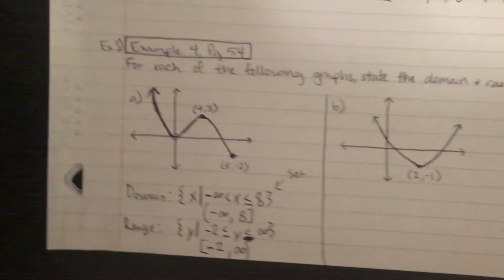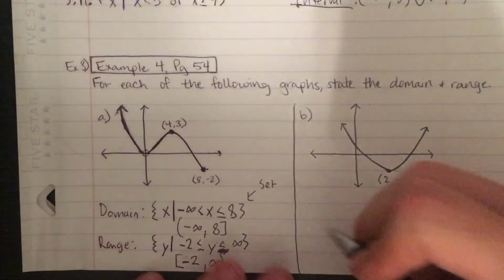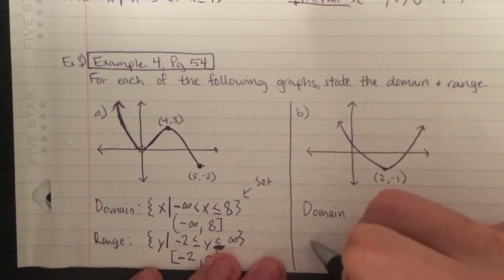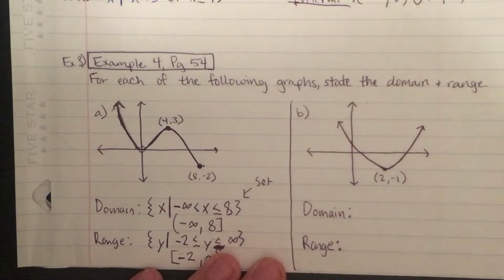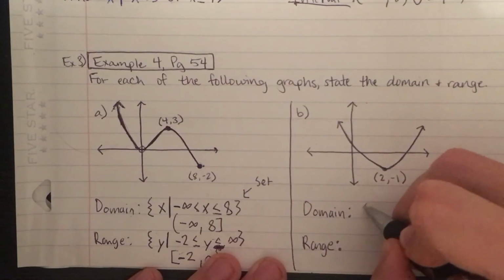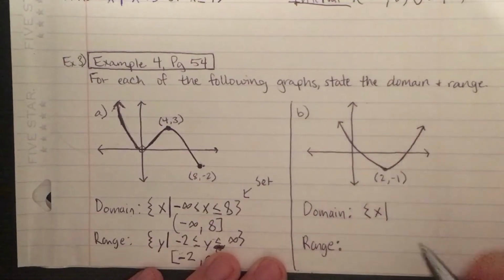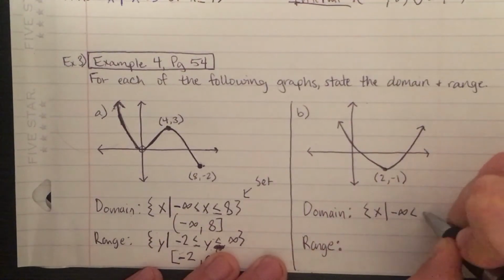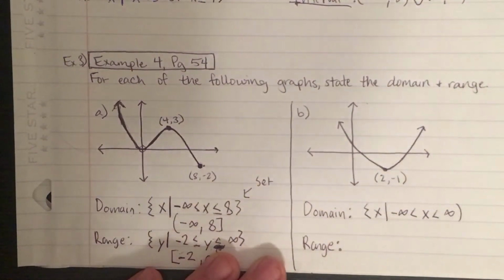So then on B over here, I want you all to see if you can get this without Mr. Price running through it. I am going to write the answers here, but I want you to pause this real quick and see if you can write these for me. So let's see. The set builder is going to be x such that, the furthest left this goes, we have an arrow left, will be negative infinity is less than x is less than infinity.